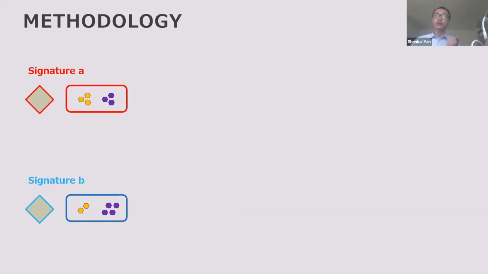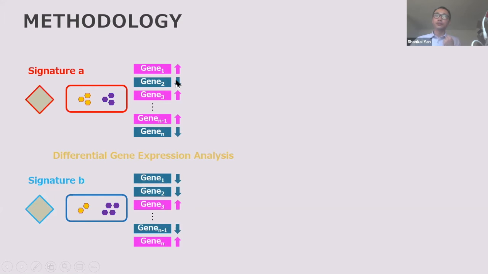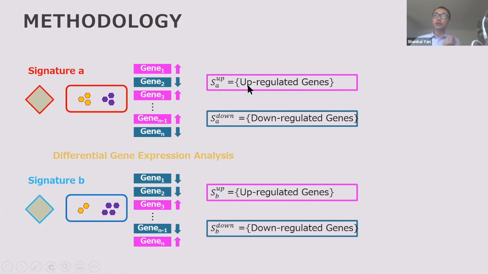For signature A, we have a pair of a positive sample group and a negative sample group. Then we do the differential gene expression analysis, because gene expression is the data that are submitted to the GEO repository. Then we calculate the upregulated genes and downregulated genes. That is the simple operation I mentioned previously to conduct on the gene expression data. After that, you have a set of upregulated genes and a set of downregulated genes for this pair of sample groups.